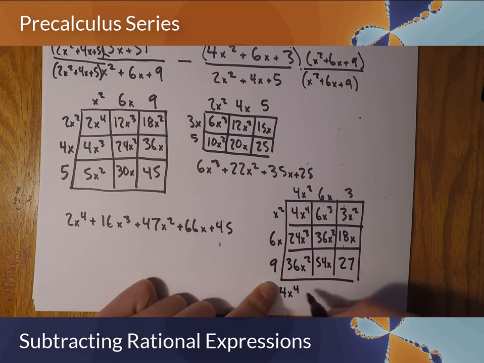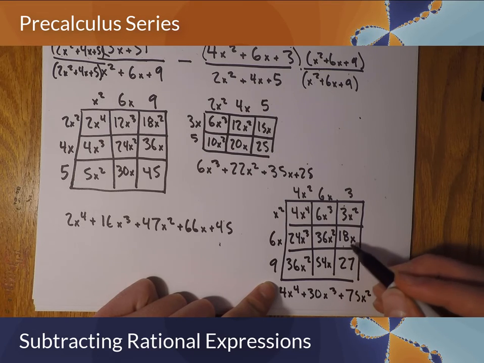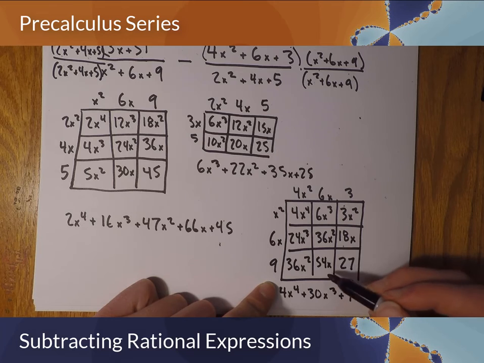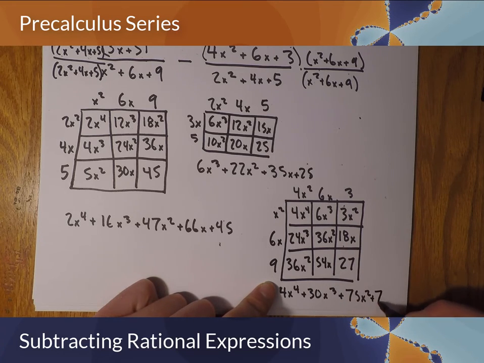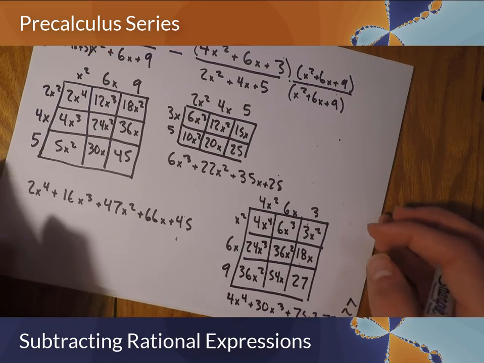4x to the fourth plus 30x cubed plus 72 plus 3, so that's 75x squared, and then 54 plus 18, that's going to be 72. And last but not least, plus 27. I had to kind of curl up there because the paper was weird.